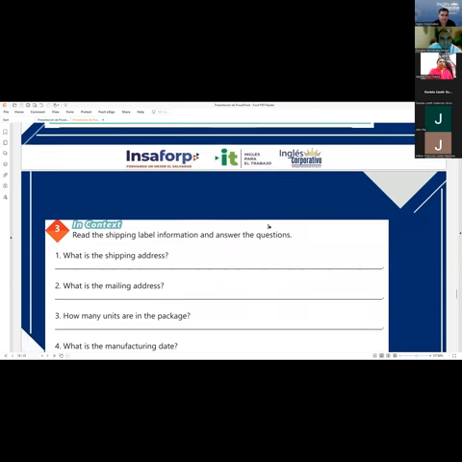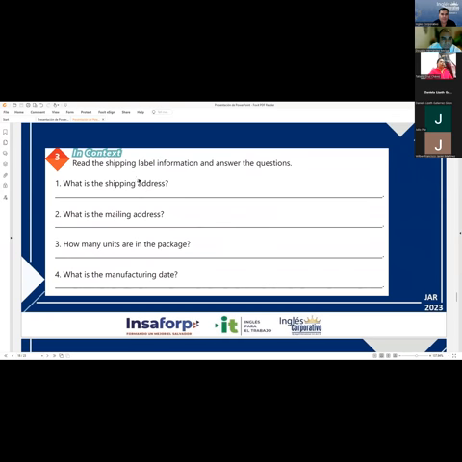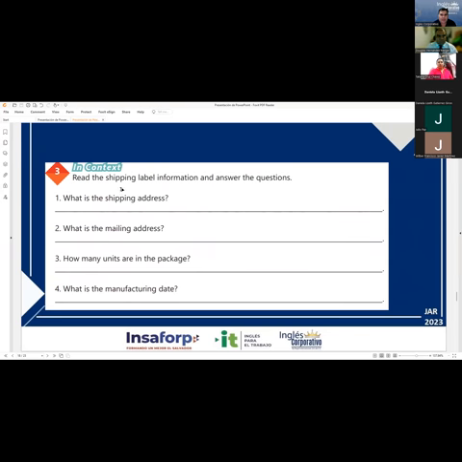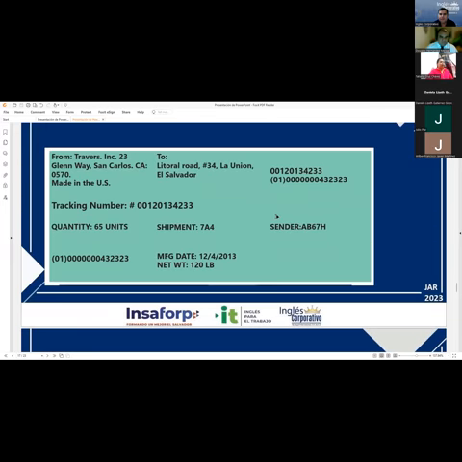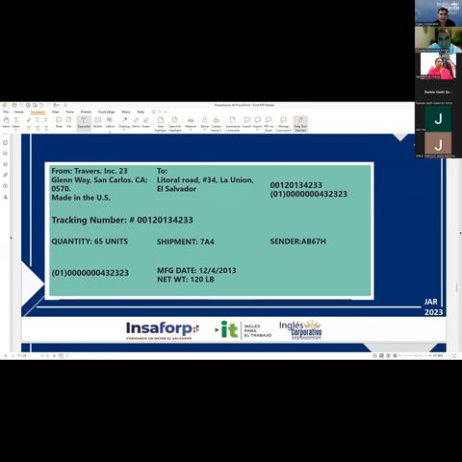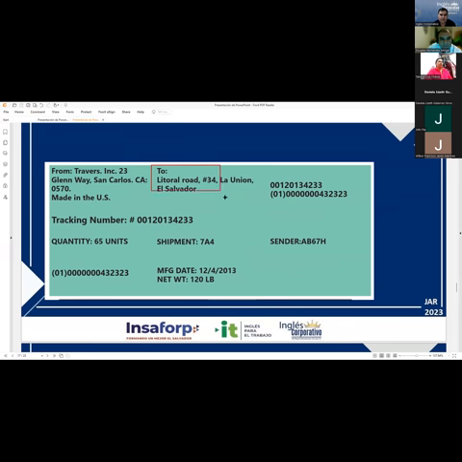Okay, let's see. Read the shipping label. Okay, and answer the questions. What's a shipping address? Teacher, what is shipping address? Littoral Road. La Union. This is the shipping address. Teacher, what is the shipping address?